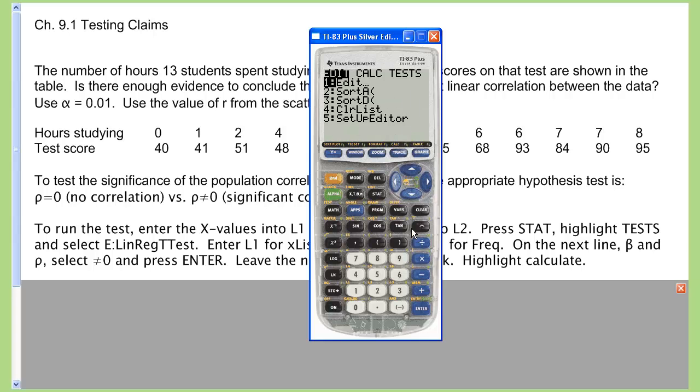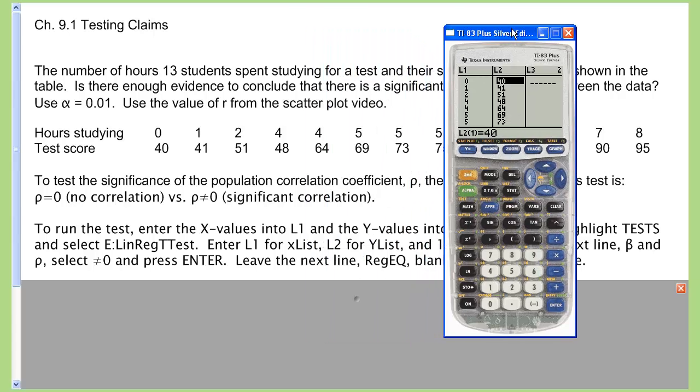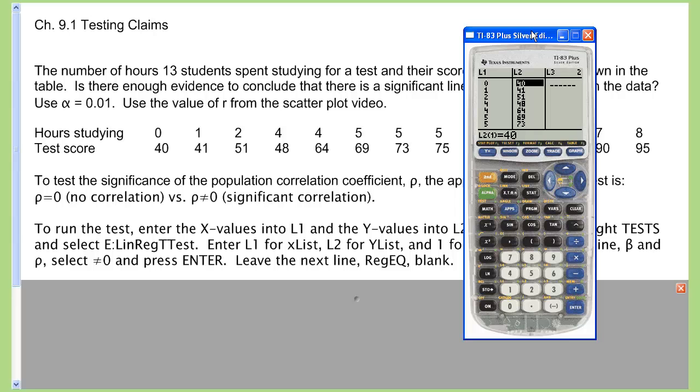And here are your numbers in L1 and L2. So here are my hours studying. These are the scores that the students made. I'm going to move this calculator over so you can see what I told you to do. You're going to go to STAT, over to TEST, and scroll way down, because once the numbers turn to 0, they start having letters. And so there's E, so I'm going to press enter, and I want my X list in L1.